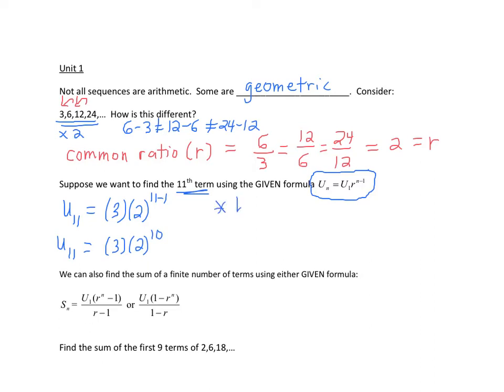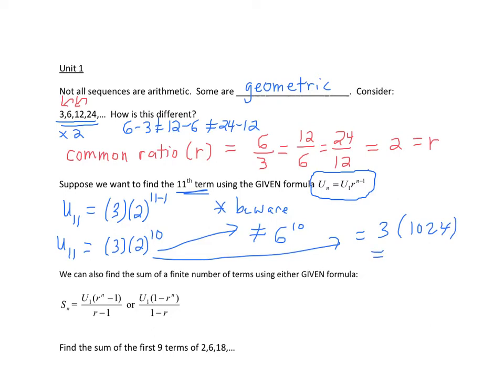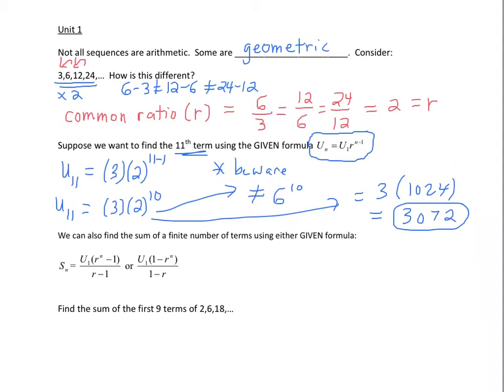Now, beware, be on the lookout for this rookie mistake. This right here is not equal to 6 to the 10th. Okay, you cannot do that. Instead, this is equal to 3 times, now if we do 2 to the 10th, that's 1024. So that has to be done first, and then we multiply by 3. And that'll give us 3072. So the 11th term, if we were to continue out this pattern, would be 3072. All right, let's move on.